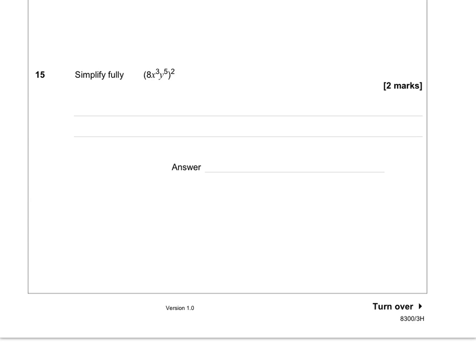Question 15. Simplify fully 8x cubed y to the power 5 all squared. The simplest way to ensure that you do not make a silly mistake with this is to write out what you are working out. That's 8x cubed y to the 5 multiplied by 8x cubed y to the power of 5. This is a square here.